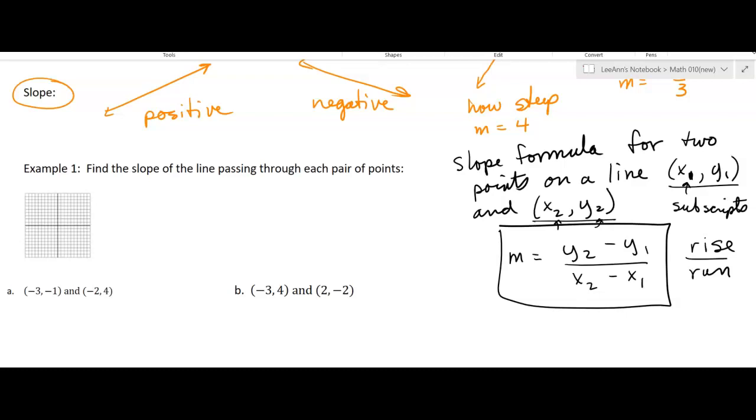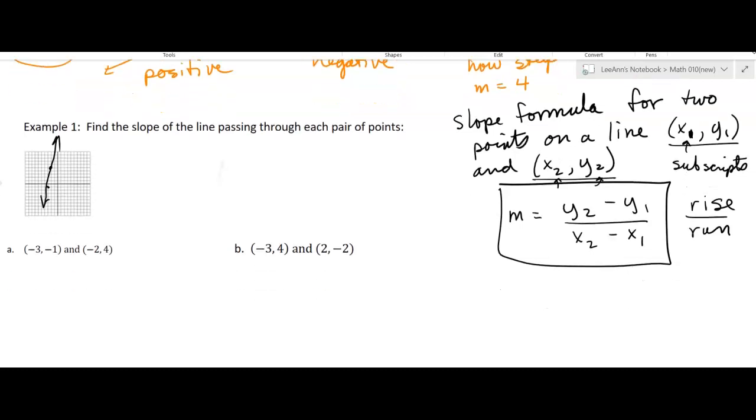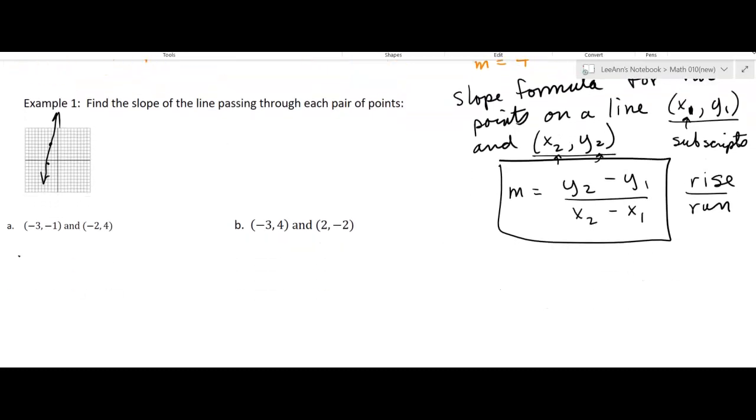So in example 1, it says find the slope of the line passing through each pair of points. Okay, so for this first point, one of the points is -3, -1, so like right there. And the other point is -2, 4. And so there's the 2 points, and then we're making a line between them. And what we're trying to do is find the slope of that line. So here's our slope formula. M equals y sub 2 minus y sub 1 over x sub 2 minus x sub 1.